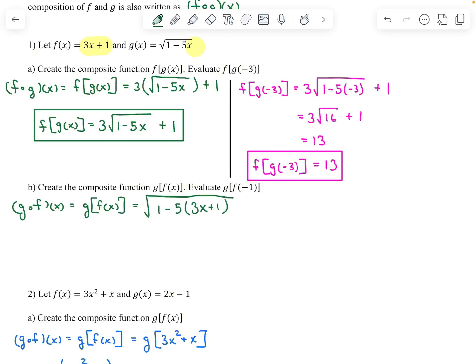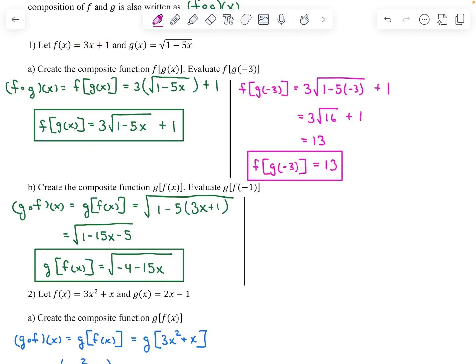Now I'm going to distribute the negative 5. So this is the square root of the quantity 1 minus 15x minus 5. So g of f of x is equal to the square root of the quantity negative 4 minus 15x.